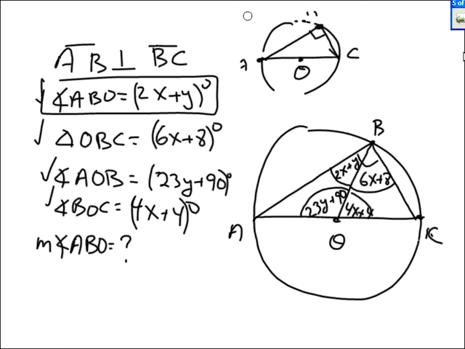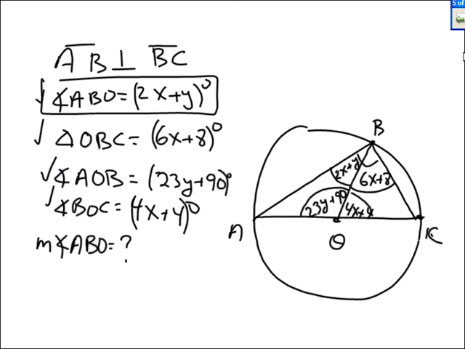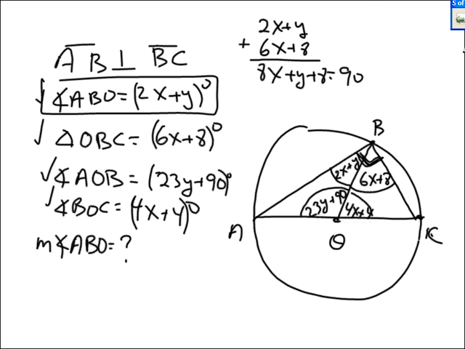Okay. So we have two things going on here. We have this right angle at B. That is, when we add 2x plus y and 6x plus 8, on one hand, we get 8x plus y plus 8. On the other hand, we get 90. Okay, that's one equation.